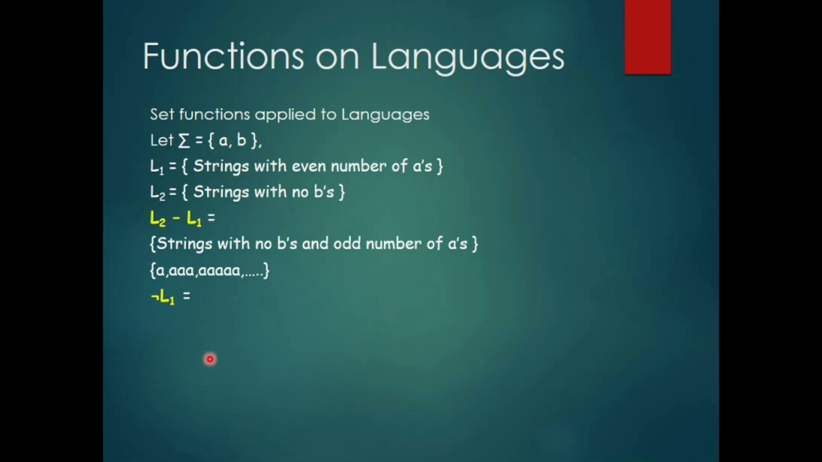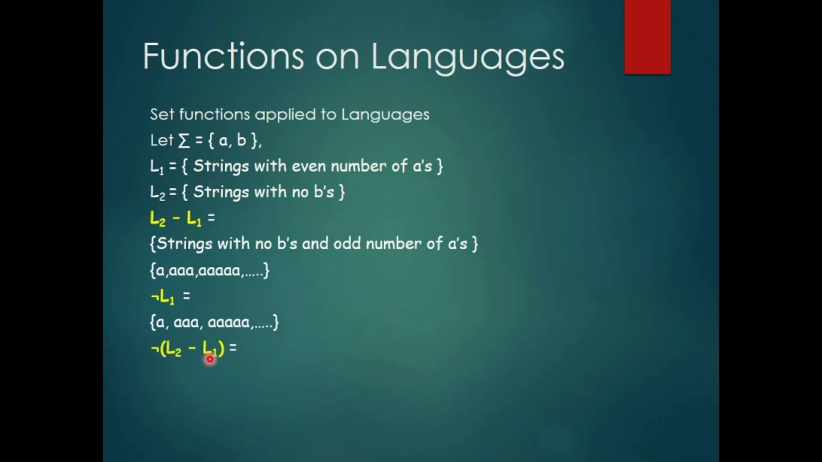Negation of L1. So what can be the negation of L1? It's the exact opposite of the definition of the language L1. L1 says strings with even number of A's. So negation of L1 would be strings that don't contain an even number of A's, or in other words, strings with odd number of A's. Okay.